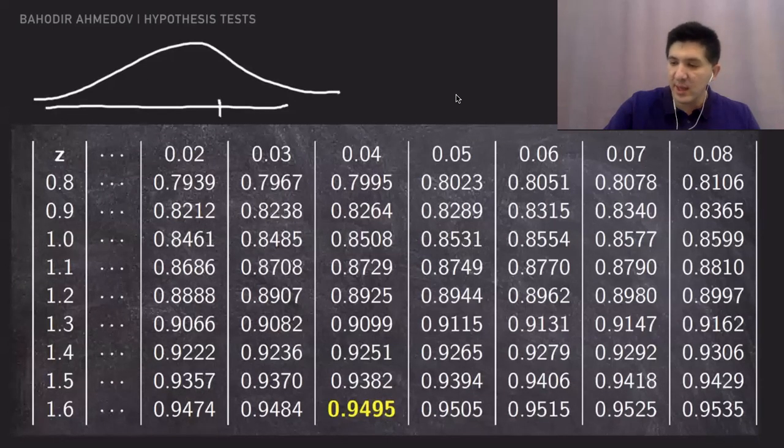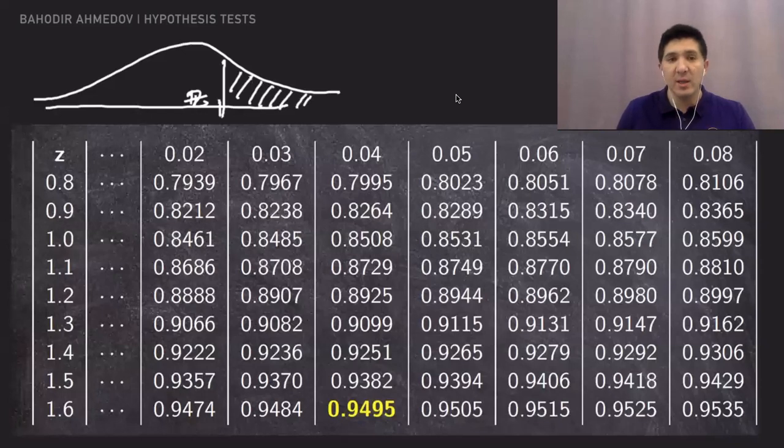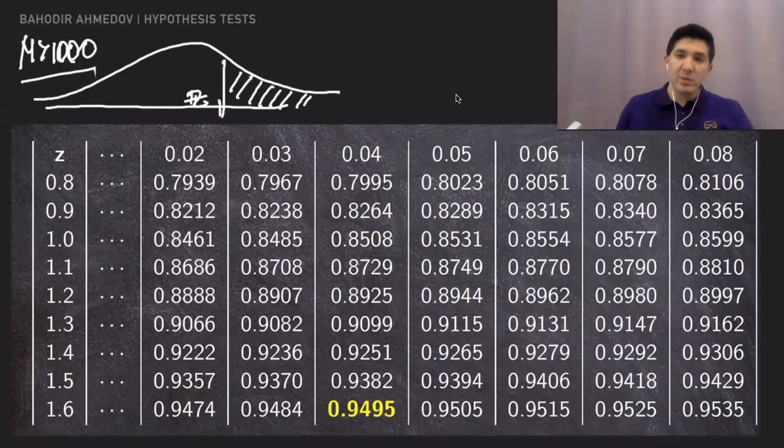So this Z is going to be equal to 1.43, right? This is our Z we've just calculated. And we have to take this area because of the sign of the alternative hypothesis. The alternative hypothesis tells you mu is more than 1,000, right? That is why we need to take the right tail area. So in order to do this, we need to use this table.